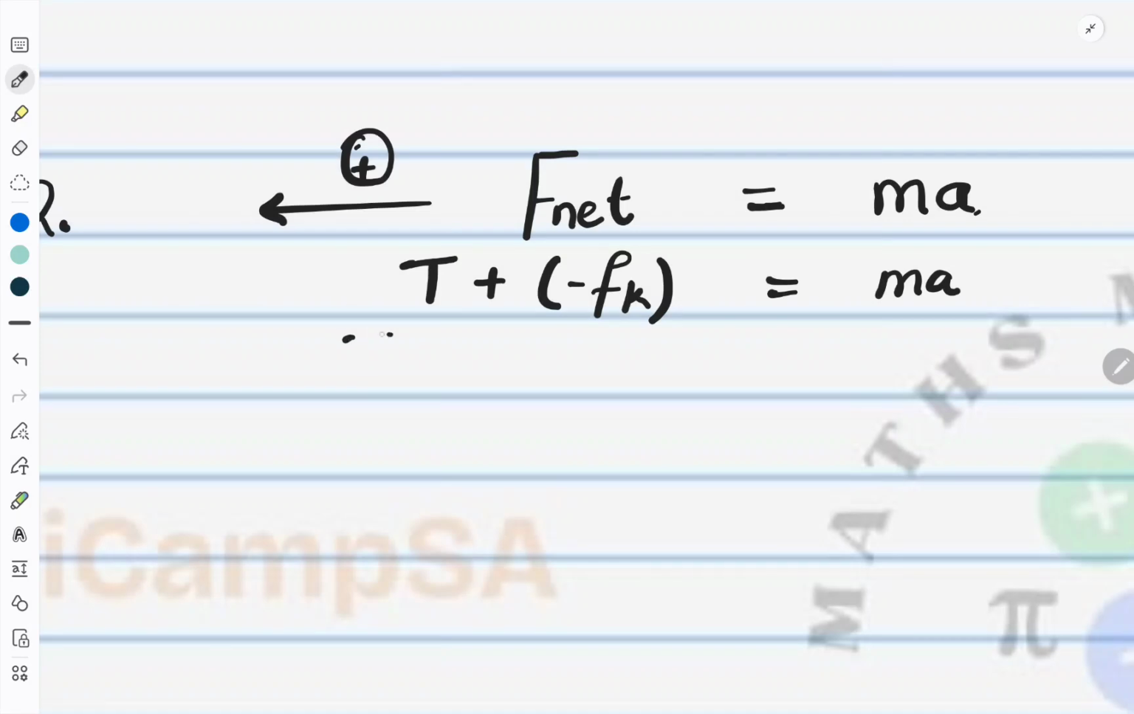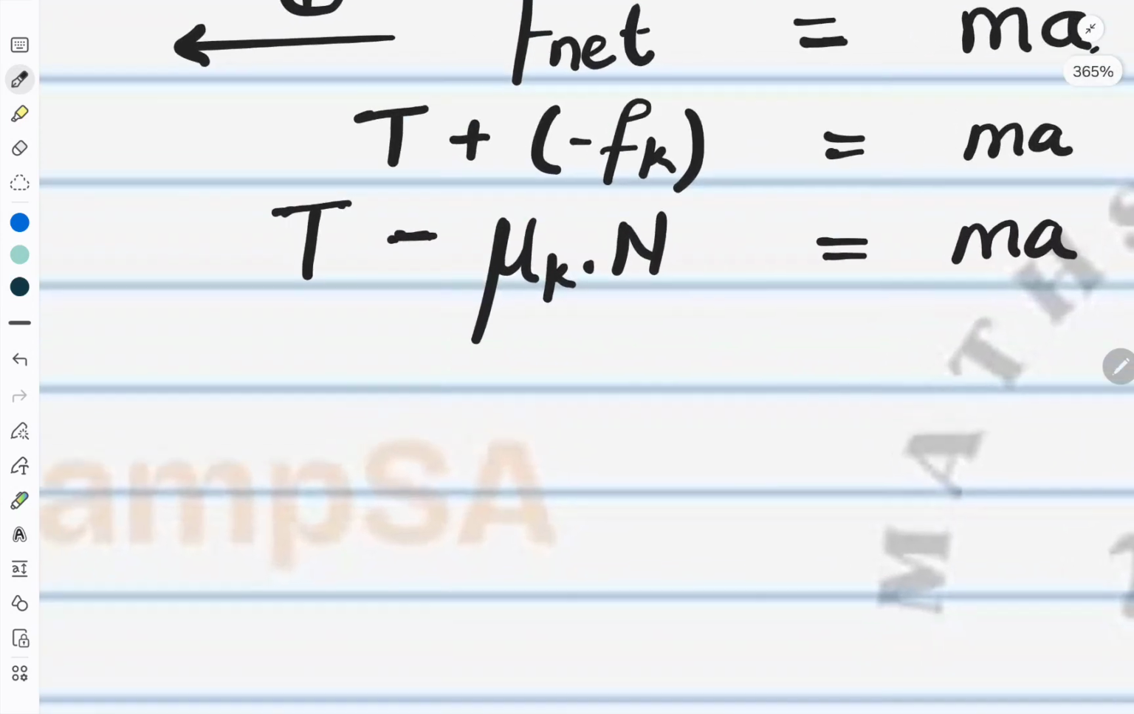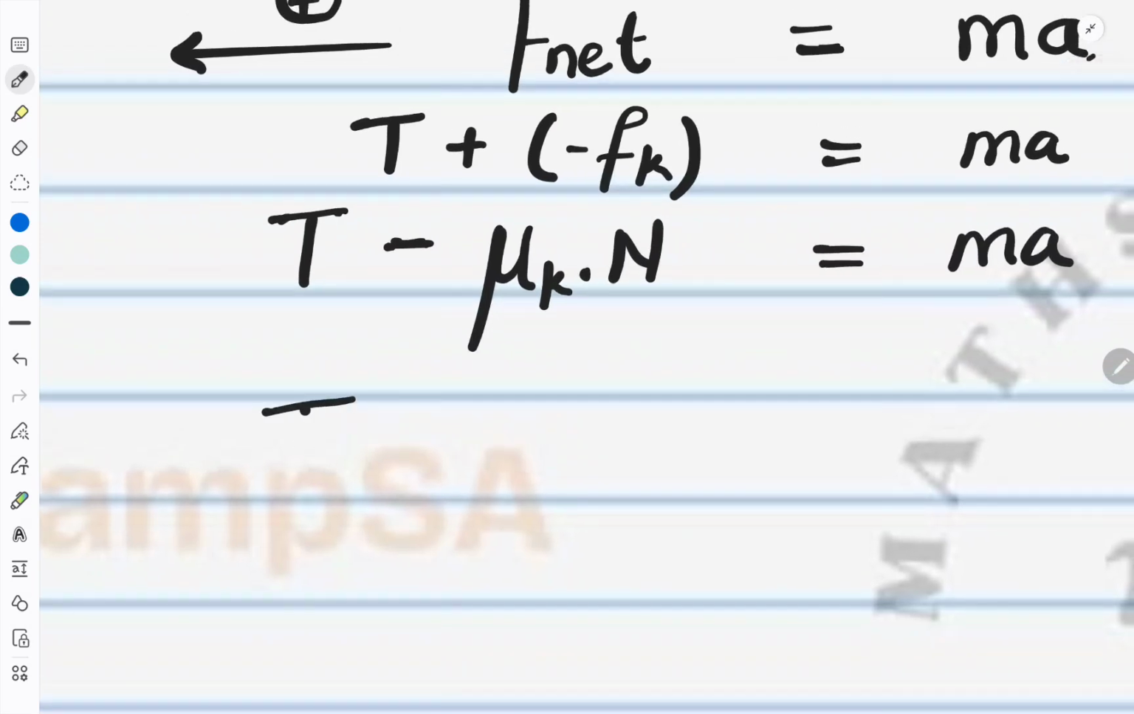Let's substitute. I have T minus mu k times, I almost said n, is equals to ma. Okay, here I'm combining, guys. So let me do it step by step. So T minus mu k, this looks tedious, mg, because n is just mg.